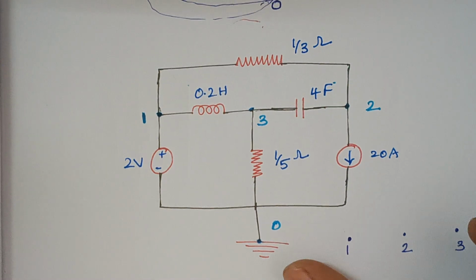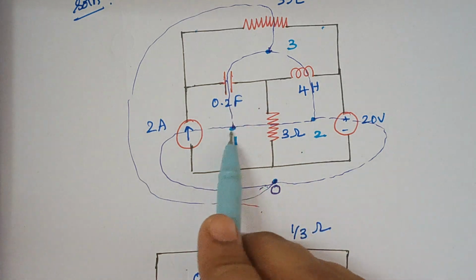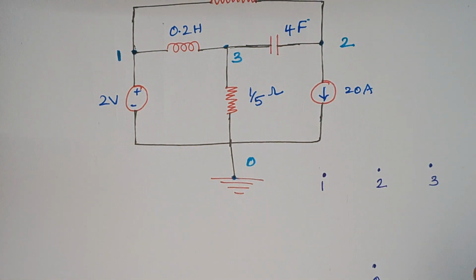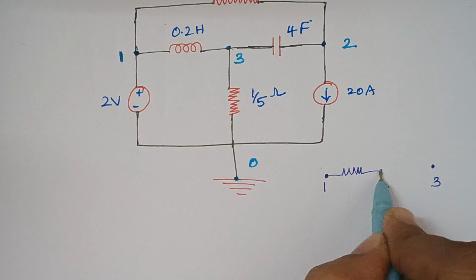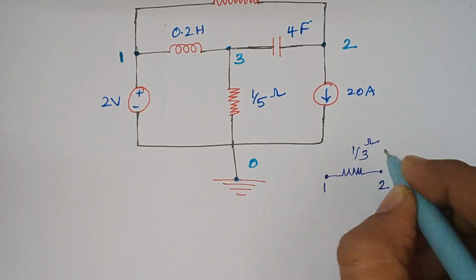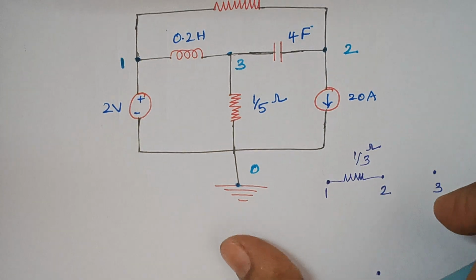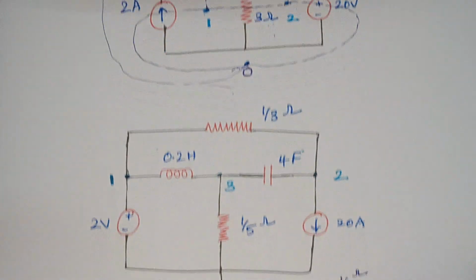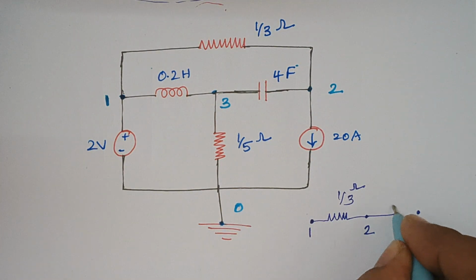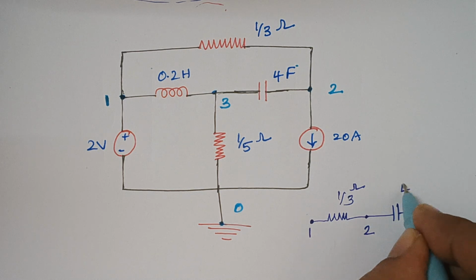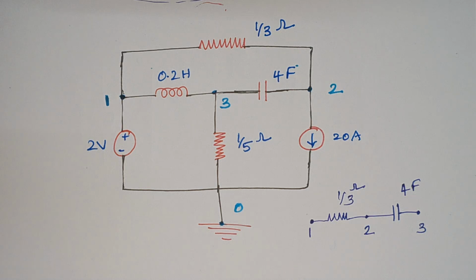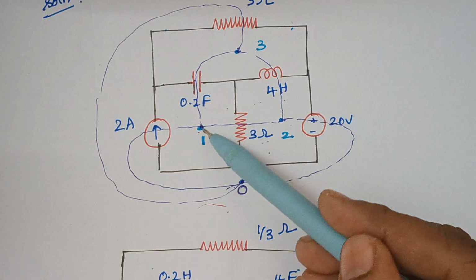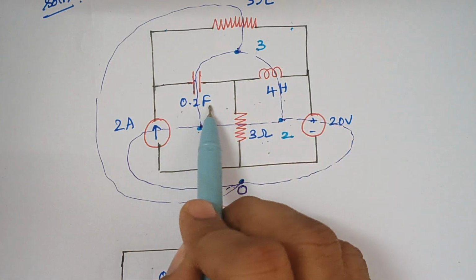So as usual, when you look at this diagram, dot 1 and 2 are connected by a 3 ohm resistor. So here dot 1 and 2 are connected by a resistance whose value is 1 by 3 ohms, right? Now the next thing is dot 2 and 3 are connected by 4 Henry. So here 2 and 3 are connected by, we have to replace the inductor by a capacitor whose value is 4 farad, right?